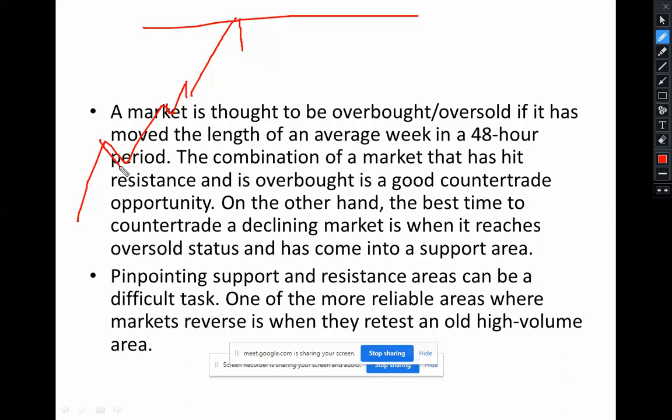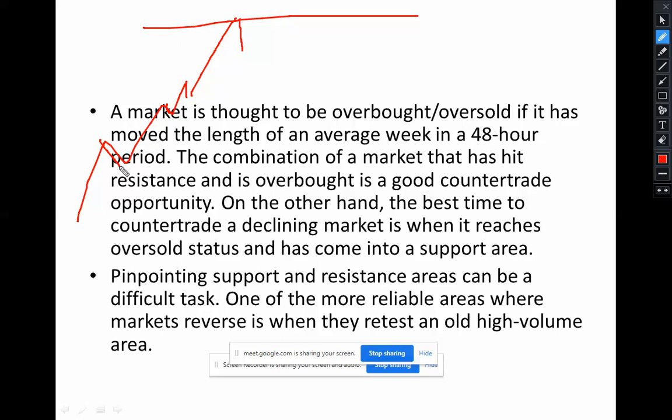A trend that is against the normal movement is called the counter trend. On the other hand, the best time to counter trade a decline market is when it reaches oversold status and has come into a support area. Pinpointing support and resistance areas can be a difficult task. One of the more reliable areas where markets reverse is when they retest an old high level and hold.